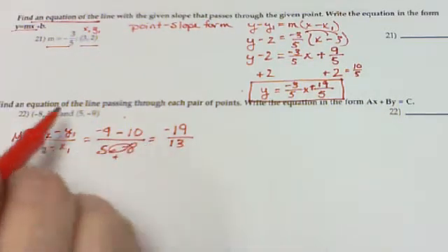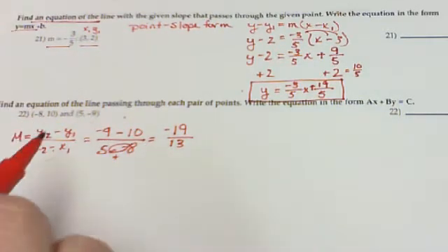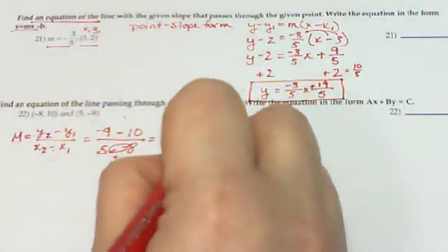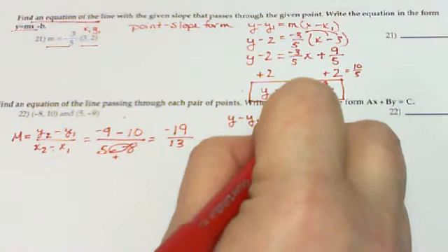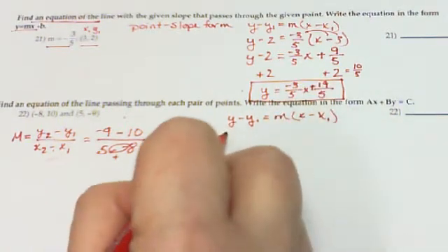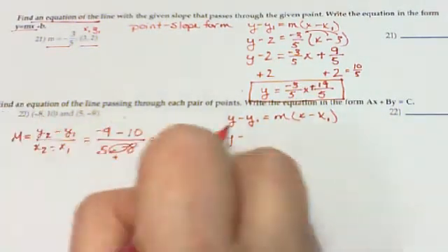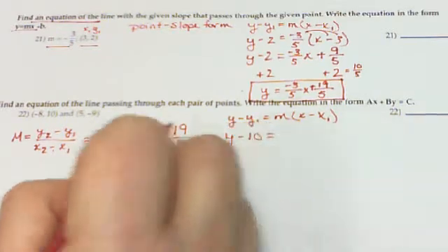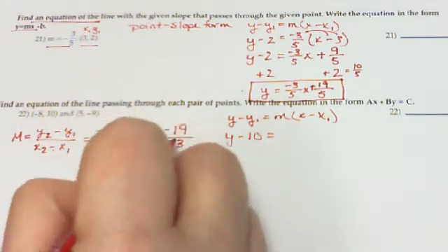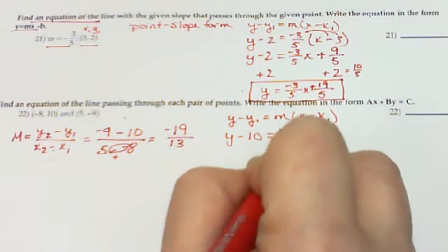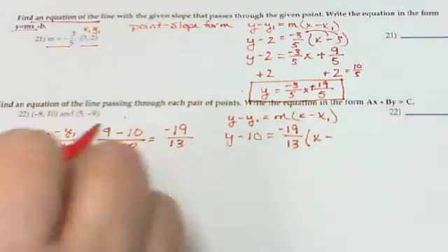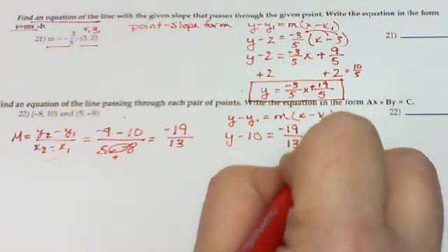Now that we have a slope and we have 2 points we can choose from, that means we can go back to our point-slope form. Y minus y1 equals m times x minus x1. My y1 in this case was 10. My m we found to be negative 19 over 13. X minus, because that's the formula, my x1 was negative 8.